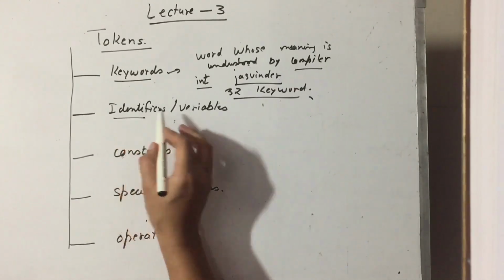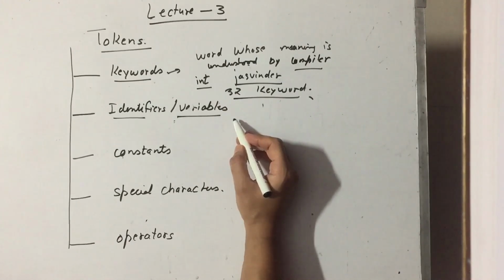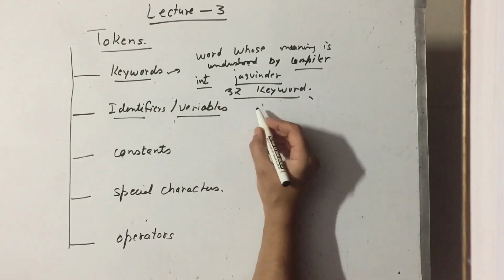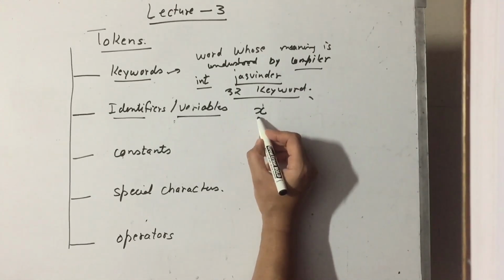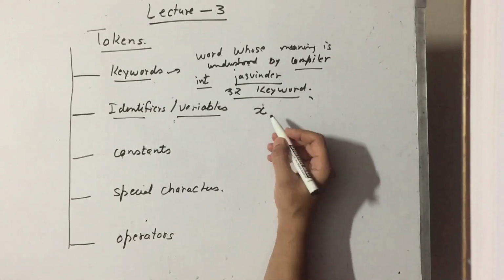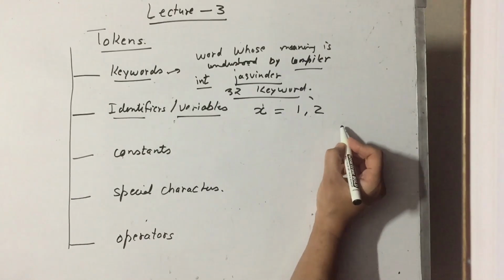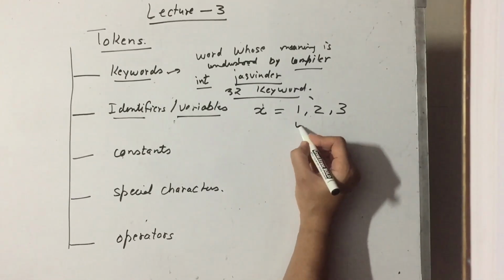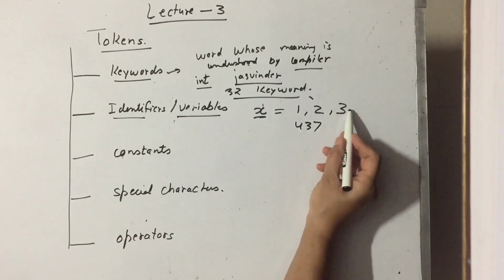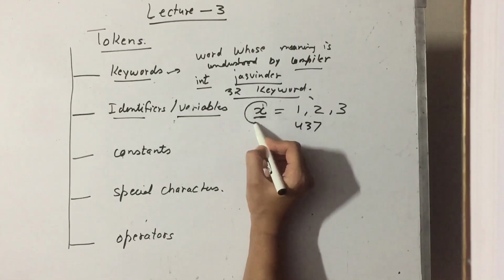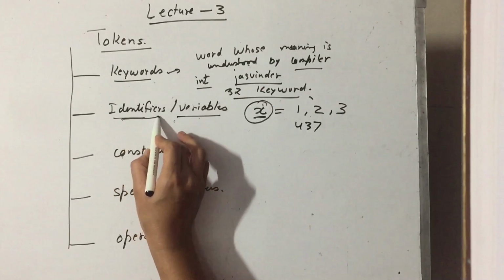Then the next is identifier or variable. Now what is a variable? A variable is something which changes. Suppose I write x. X is a variable because you can give it any value. I can give a value of 1 to x. Maybe I can give a value of 2, maybe I give it a value of 3, maybe I give it a value of 437. So this x can have variable values. So this is a variable. This variable is also referred to as an identifier.